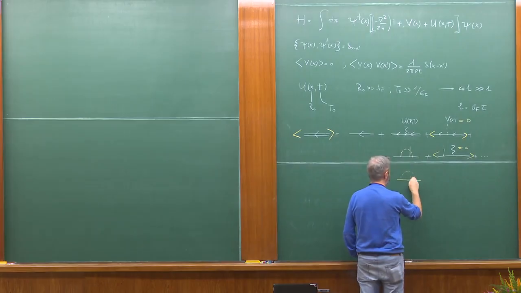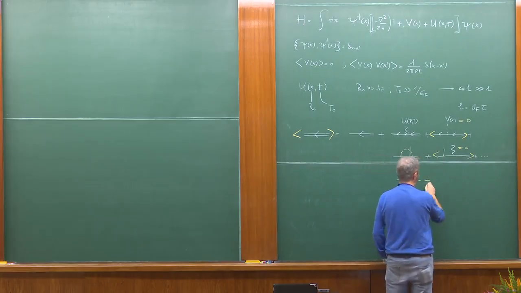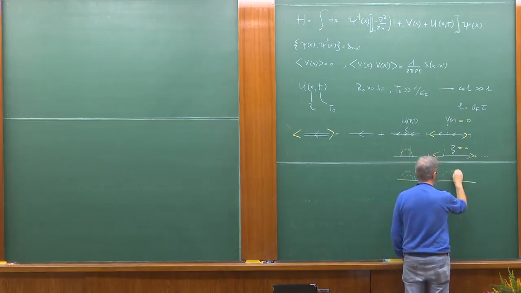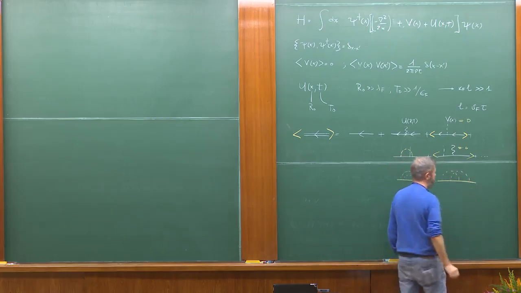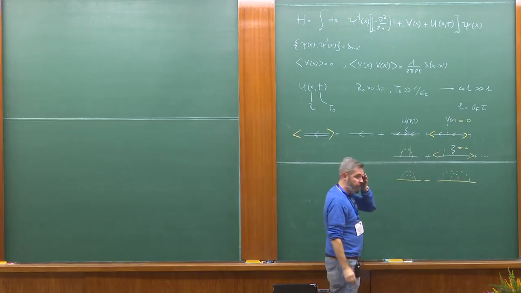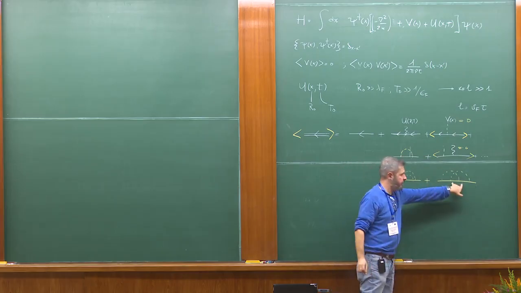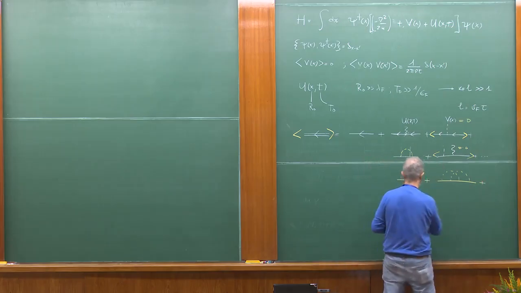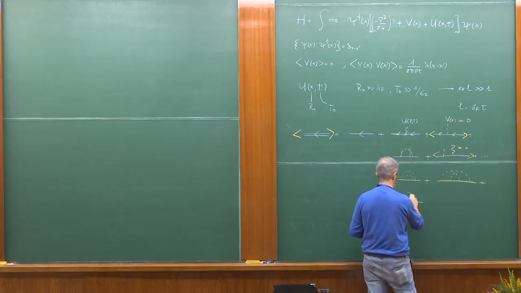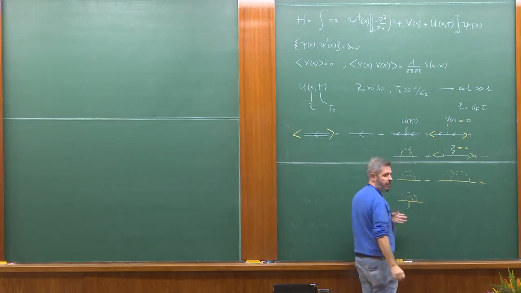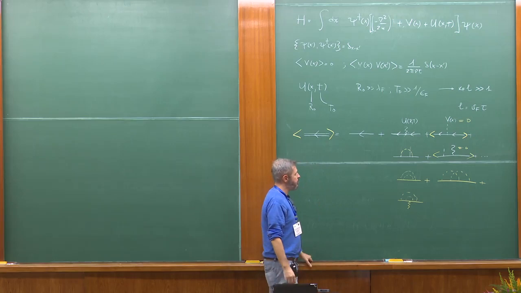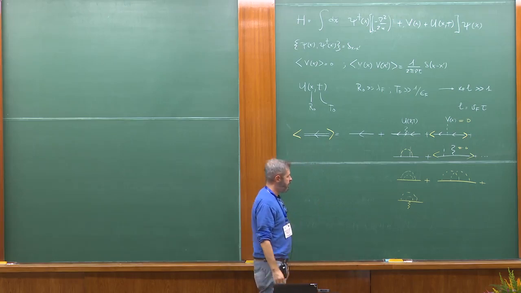For example, these ones. So if I go to next order in the disorder, I will have diagrams of this type, diagrams of this type, diagrams of this type with a wavy line somewhere, etc., right? So that's what I will generate.